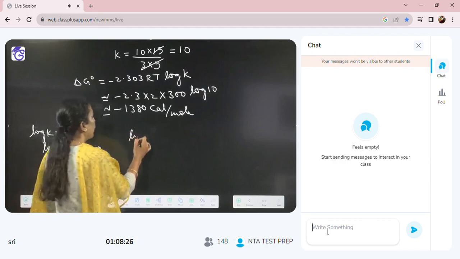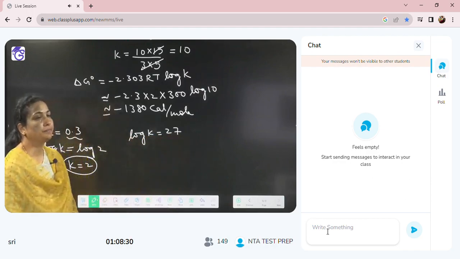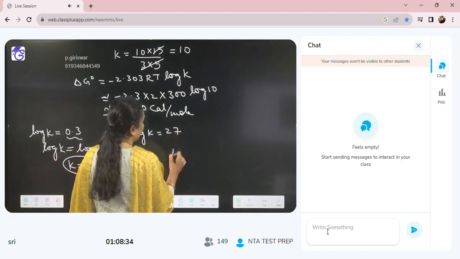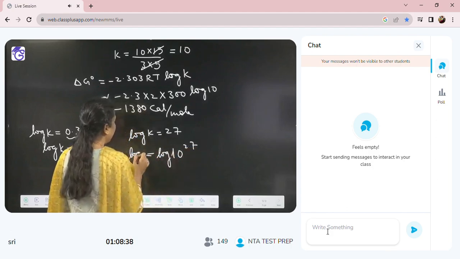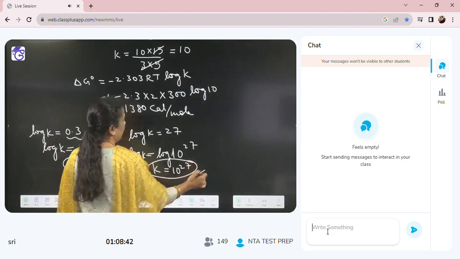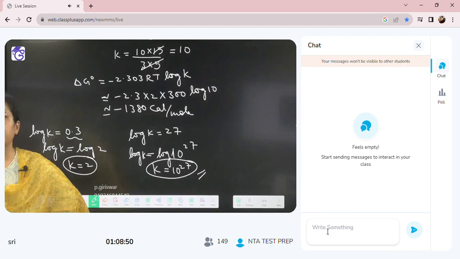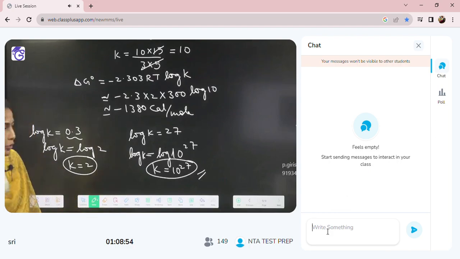Similarly, if at all you are getting log K is equal to 27, basically, whose log is it? It is of 10 to the power of 27, log of this. So you'll be getting your value as K is equal to 10 to the power of 27. Are we able to identify? Getting it? And I'm not telling you about the interpolation part, that will be dealt with in your ionic equilibrium portion.